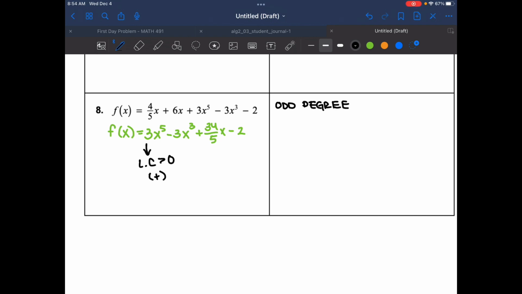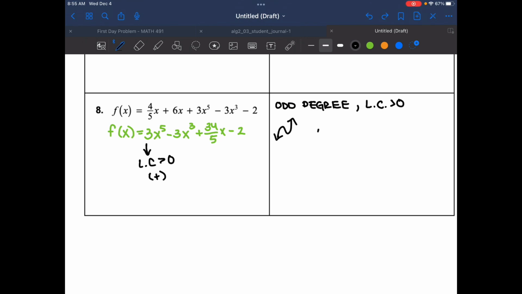Well, the first function that comes to my mind that is odd and positive, leading coefficient greater than 0, is going to be this one here. This is the x to the third, the cubic function, right? And I know that this function is going to look very similar to it and behavior-wise. You can also look at the chart that was provided in the lesson notes.